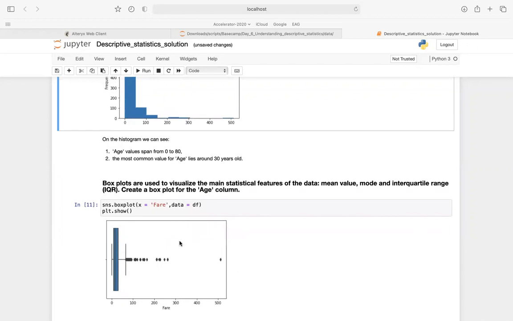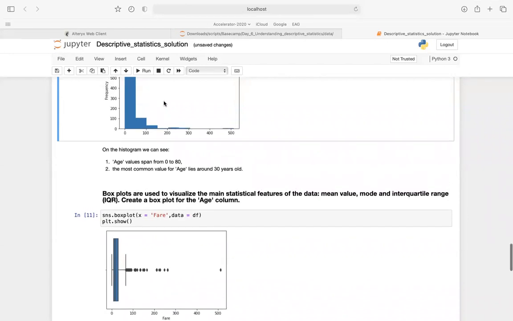Does that make sense, guys? Is it clear? Can we now understand how to interpret the histograms and the box plots? They're both representing similar information to us, but in a different flavor. Are we all clear, guys?